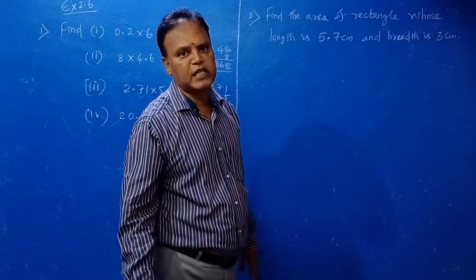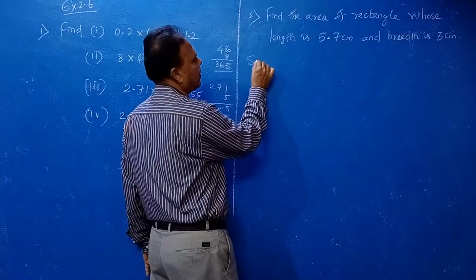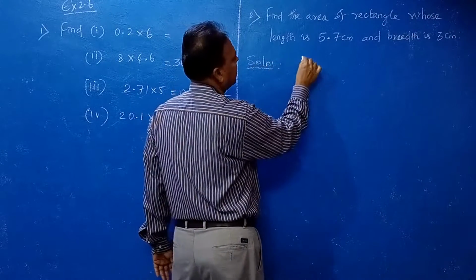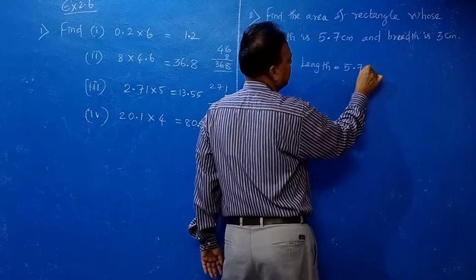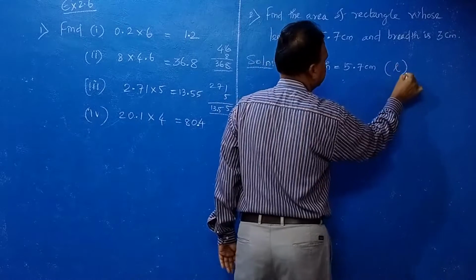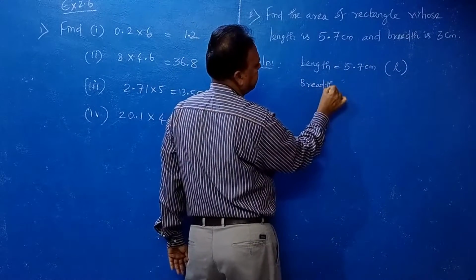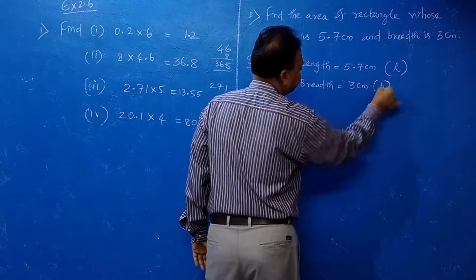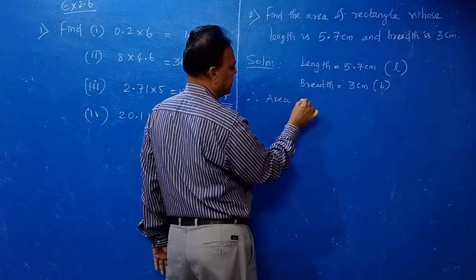You know what the area of a rectangle is? Length into breadth. Here the length is given. How much is the length? 5.7 centimeter. That is L, you take it. Then the breadth is given, 3 centimeter. You take it as B. Therefore, we have to calculate the area of the rectangle.